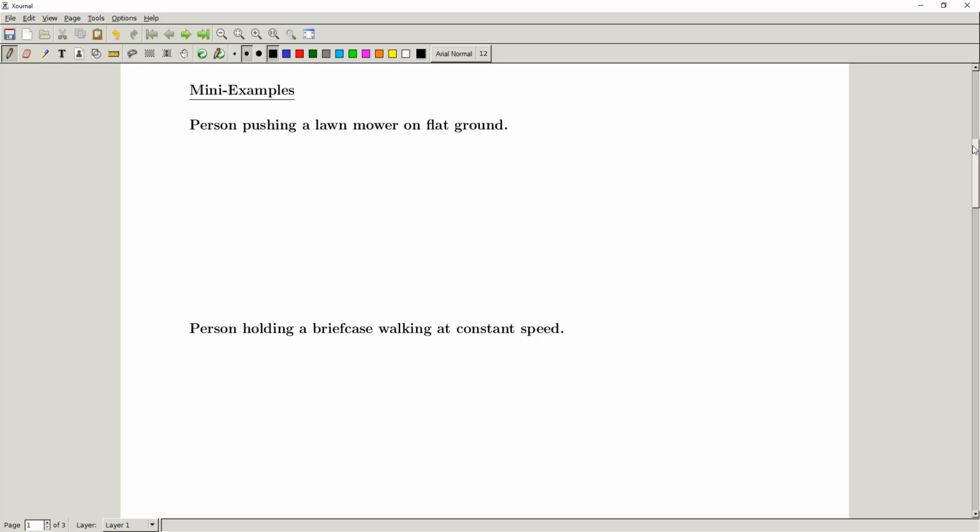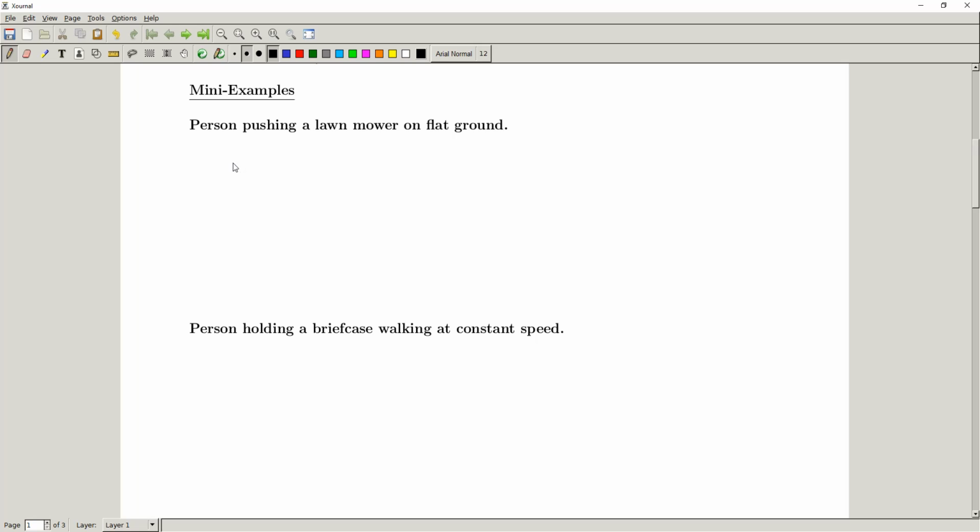So these examples don't really have any calculation going on. They're just more sort of talking about situations. So the first one we're going to look at is a person pushing a lawnmower on flat ground, and we're going to come back to this later on and do it with some more numbers at the end of this video. But for now, we'll just look at it, just sort of to try to get some ideas of what's going on.